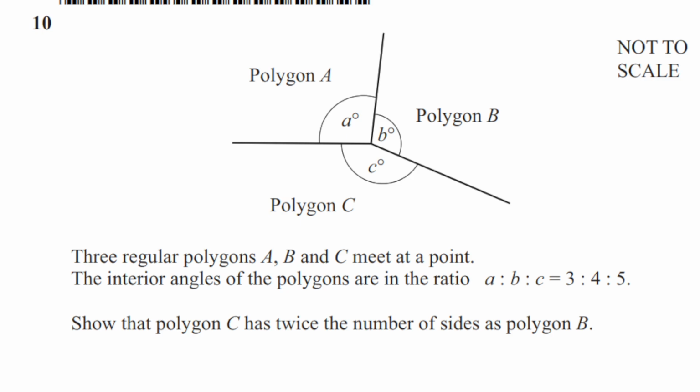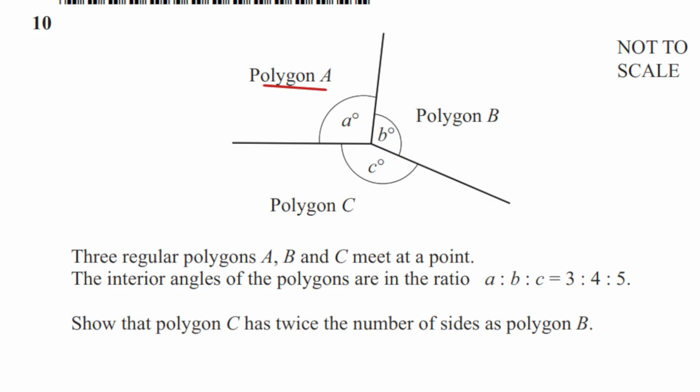Question 10 is 5 marks. This is Cambridge Extended Non-Calculator. The question gave you some drawing here, and they said there is polygon A, polygon B, and polygon C. 3 regular polygons A, B, and C meet at a point. The interior angles of the polygons are in this ratio. A to B to C is equal to 3 to 4 to 5. Show that polygon C has twice the number of sides as polygon B.